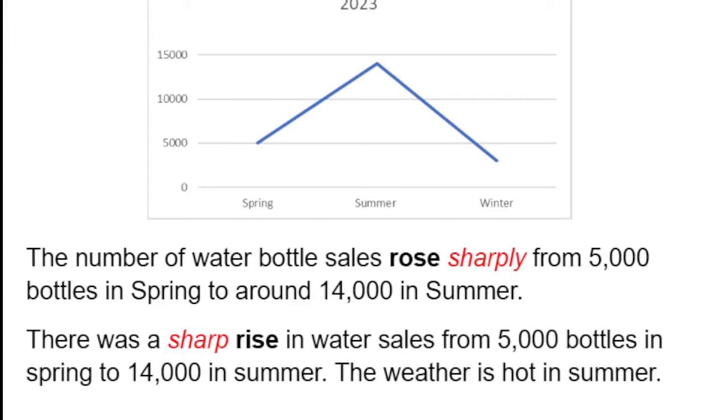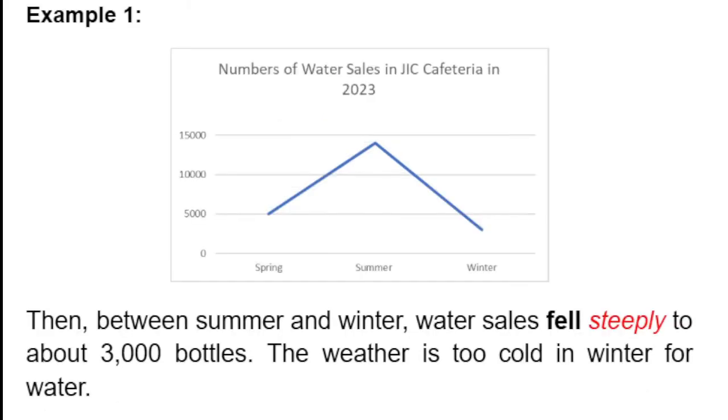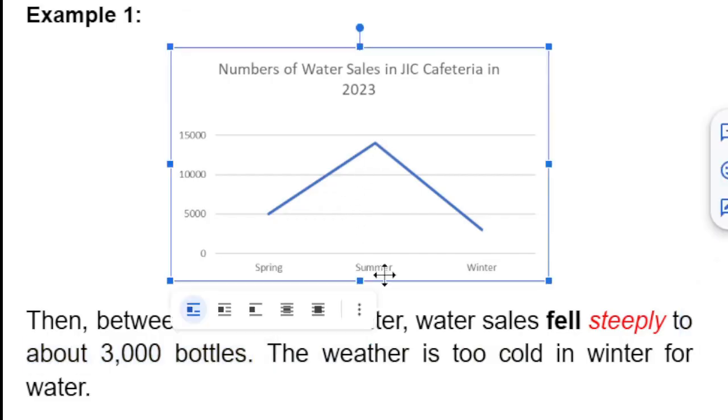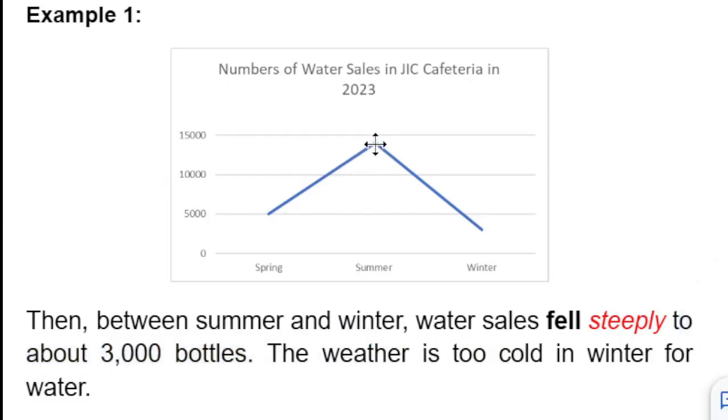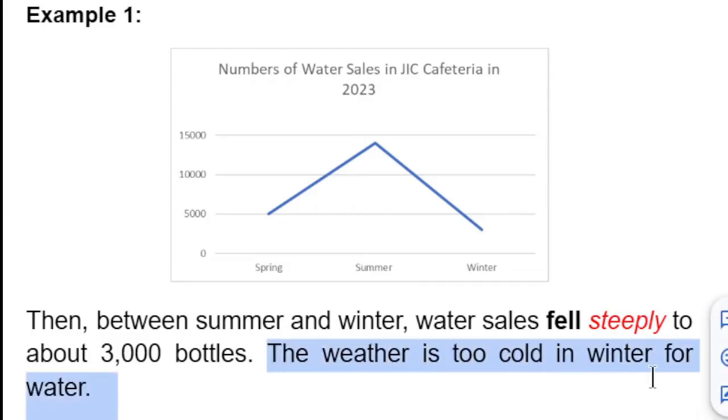Let's look at another example for the second part, which is the decline in water sales. Let's look at the sentences for those. The sentence reads, then between summer and winter, we put time first, water sales fell steeply to about 3,000 bottles. And we can see here in the chart, from 14,000 bottles, it fell down steeply until around, we don't know exactly, about 3,000 bottles of water sold in 2023 in the winter time. And of course, we can say now the weather is too cold in winter for people to drink water.